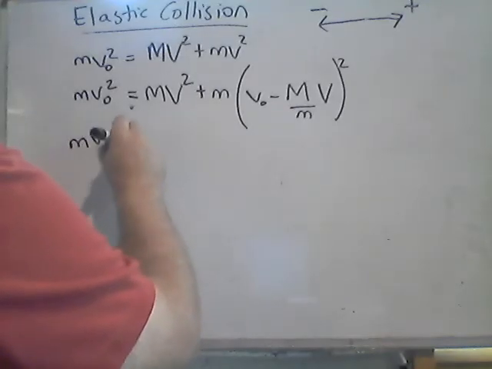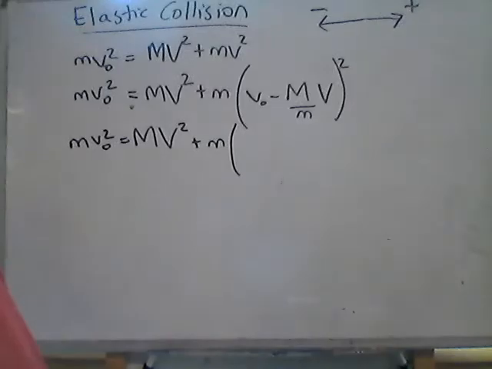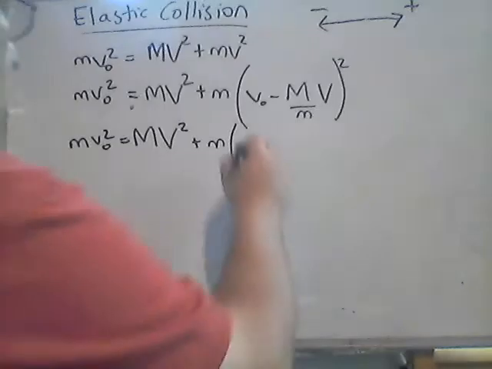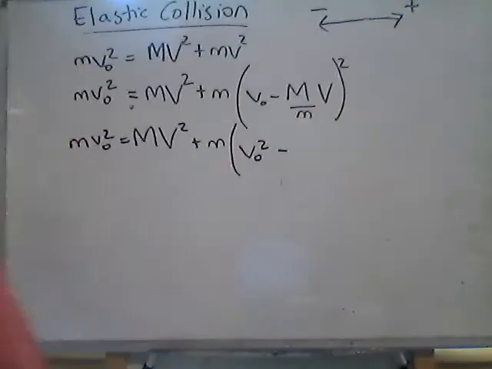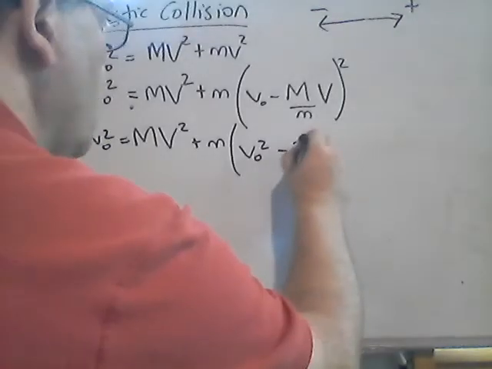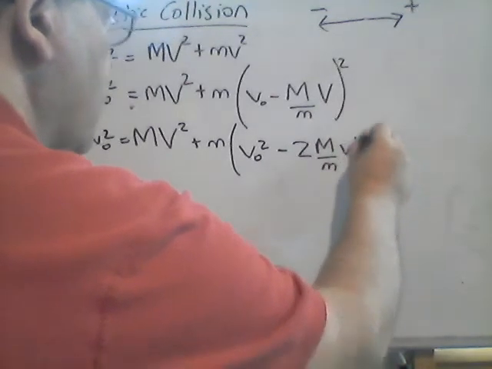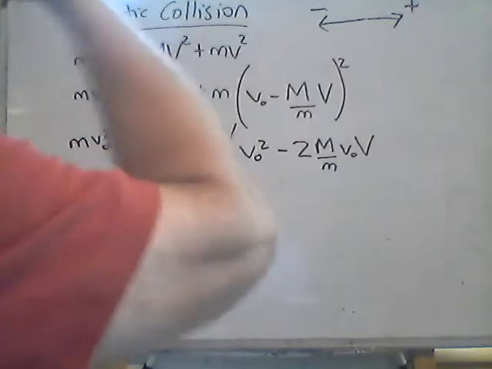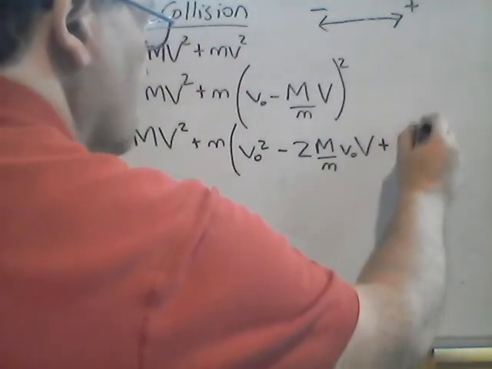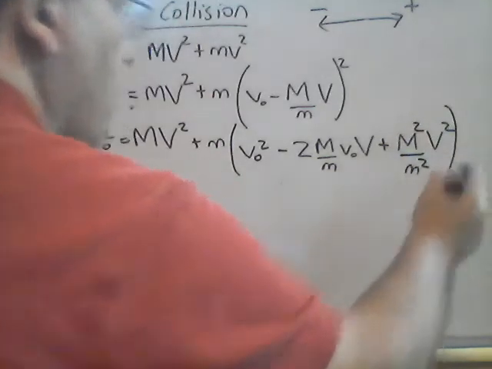Little m V naught squared is big M, big V squared plus little m. I'm going to try to make these small m's and large M's and the V's kind of distinctive, if I possibly can, to not add confusion. So we're going to do FOIL. Got this V naught squared here. And you multiply these two terms together, multiply by 2. That's how FOIL works. So minus 2 big M over little m V naught big V. Then I square the last term. Plus big M squared big V squared over little m squared. All right?